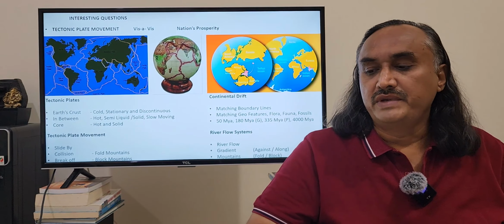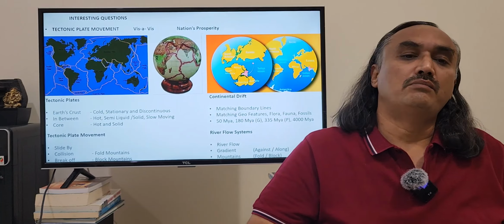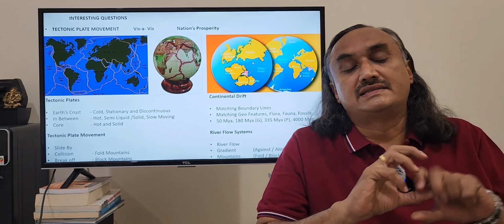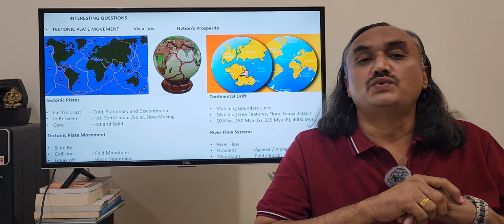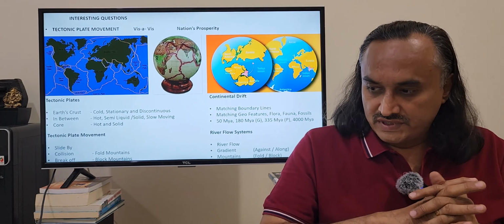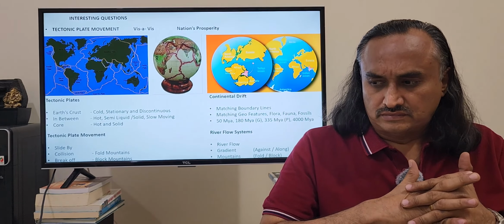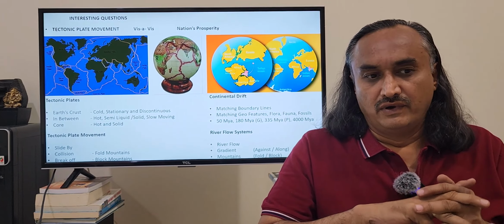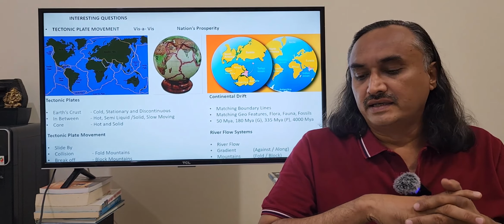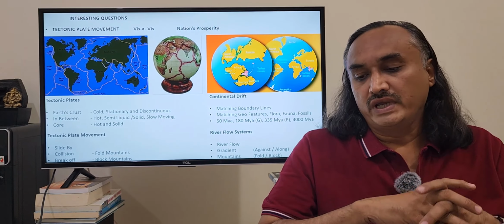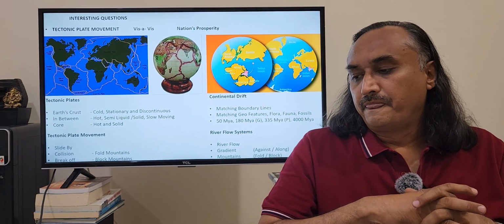Now that we have studied the tectonic plate movements, what they are, the continental drift, how these tectonic plates move away from each other, and how they form mountains, these are the three concepts that we are going to use to decide how the river flow systems flow. Obviously, what is a river flow? River flow is nothing but water which is moving. If it is stationary, it is a lake. If it is moving, it is a river.